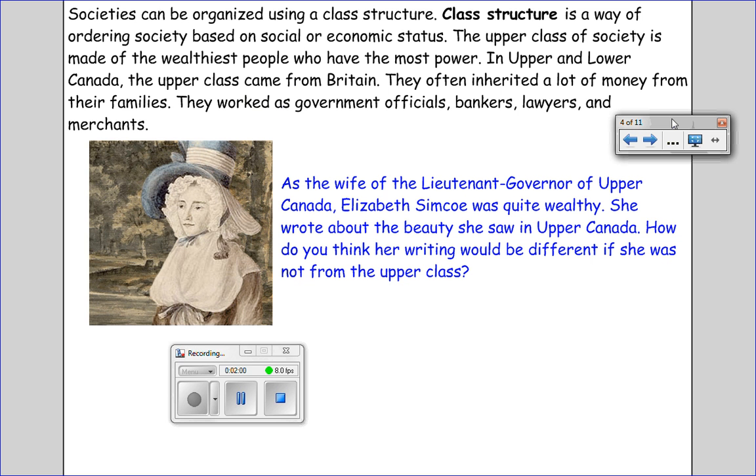And as the wife of the Lieutenant Governor of Upper Canada, Elizabeth Simcoe was quite wealthy. She wrote about the beauty she saw in Upper Canada. Here's a question for you, though. How do you think her writing would be different if she was not from the upper class? Do you think that she would see the same beauty in Upper Canada that members of the upper class saw?